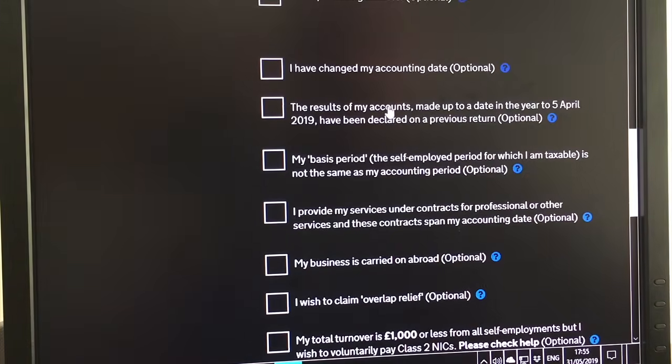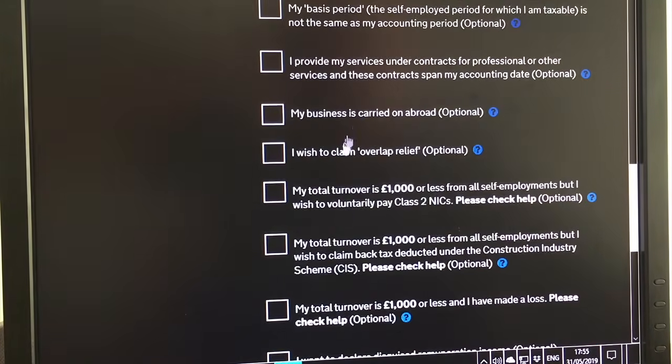Results of my accounts made up to a date in the year to the 5th of April. No, don't worry about that. My basis period, no. I provide my services. Now, if you're a subcontractor, most of these are going to be zero, or nothing rather. You're not going to put a tick in them, so you can leave them.